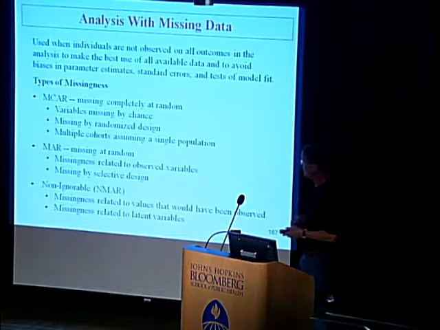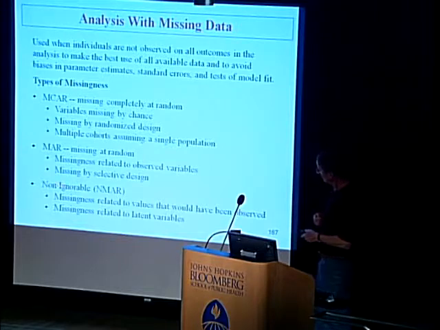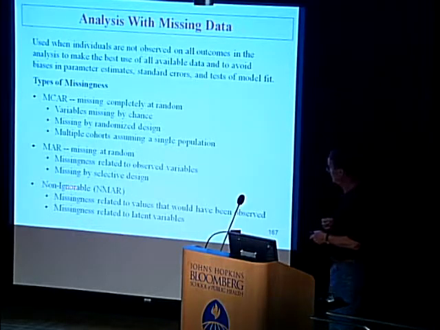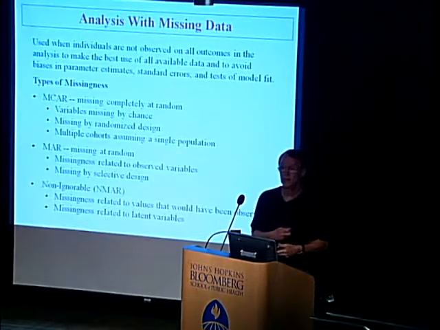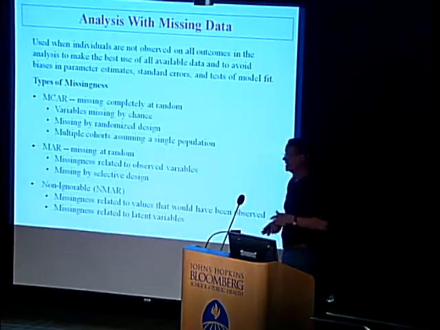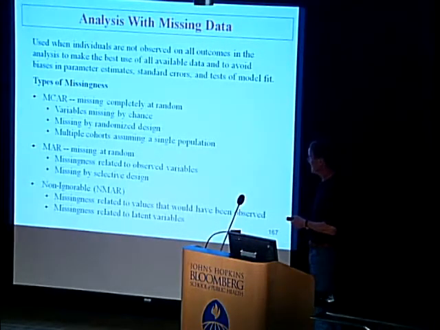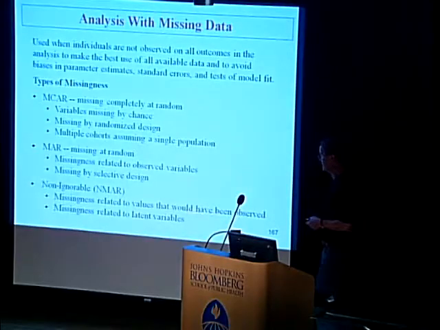The difficult part is when you have so-called non-ignorable missingness, which is, there's a bitter fight here between those who want to call that NMAR and those who would call it MNAR. Yeah, I can hear you can appreciate the seriousness of that debate. Not missing at random or missing not at random. Anyway, that is the case where missingness is related to values that would have been observed, values that you don't have.